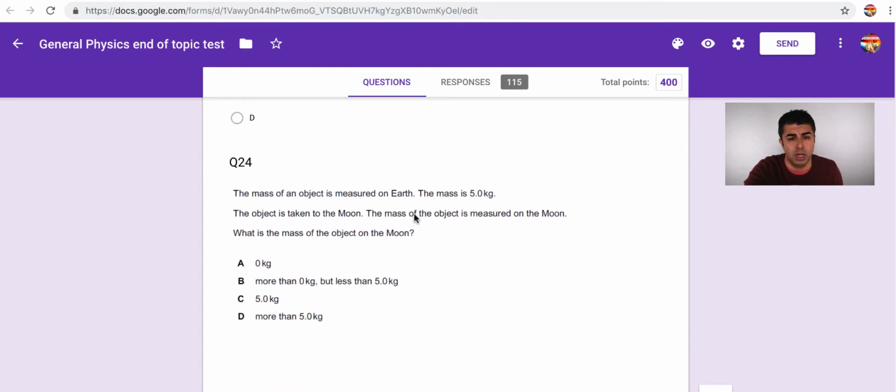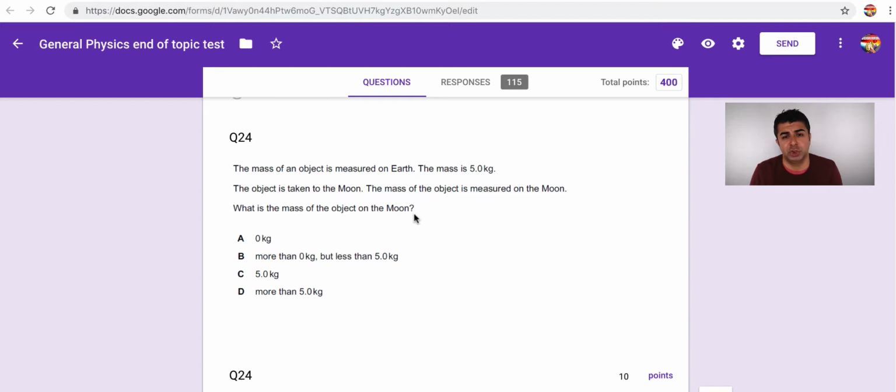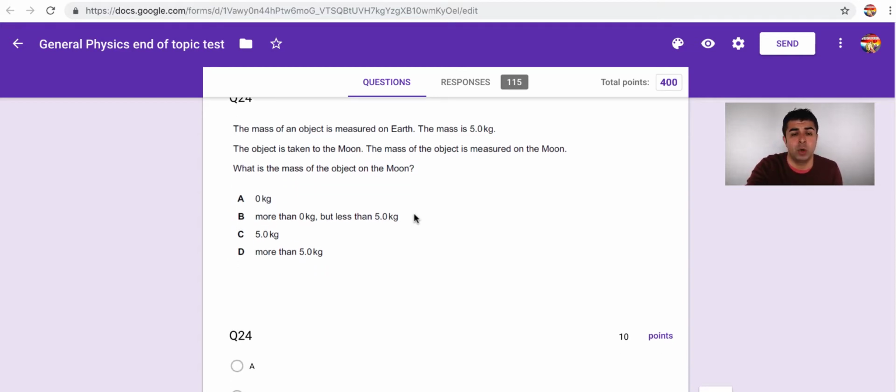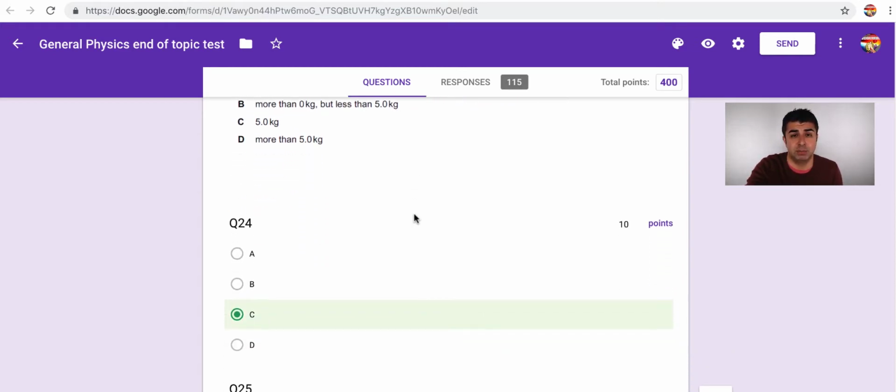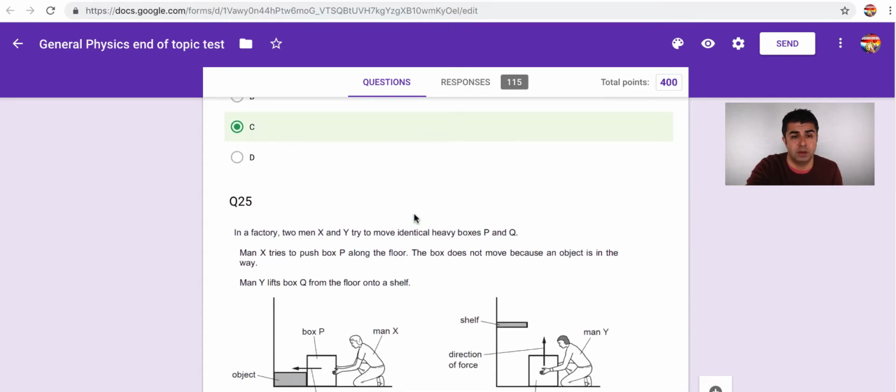Question 24. The mass of an object is measured on Earth. The mass is 5 kilograms. The object is taken to the moon. The mass of the object is measured on the moon. What is the mass of the object on the moon? Well, we should know that the mass does not change, so it's going to be exactly the same. 5 kilograms, the answer is C. Only weight changes, mass will not.